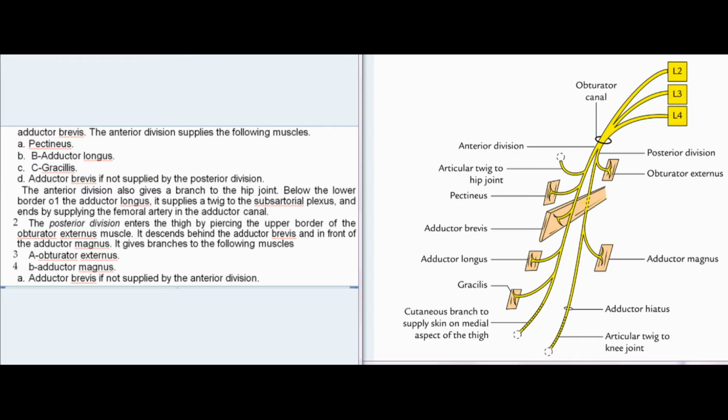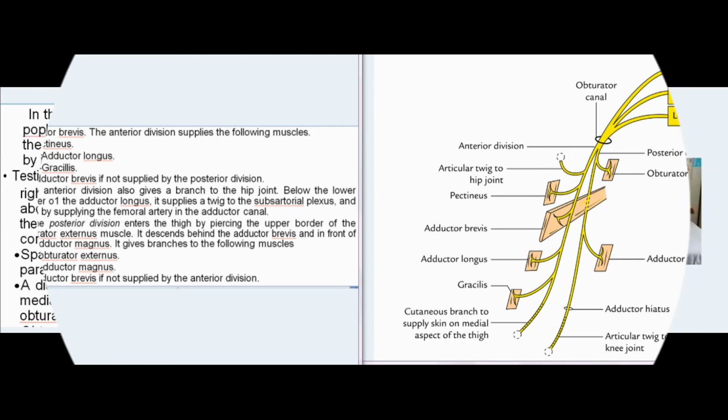The anterior division also gives a branch to the hip joint. Below the lower border of the adductor longus, it supplies a twig to the subsartorial plexus, and ends by supplying the femoral artery in the adductor canal. 2. The posterior division enters the thigh by piercing the upper border of the obturator externus muscle. It descends behind the adductor brevis and in front of the adductor magnus. It gives branches to the following muscles: a. obturator externus, b. adductor magnus, c. adductor brevis if not supplied by the anterior division.